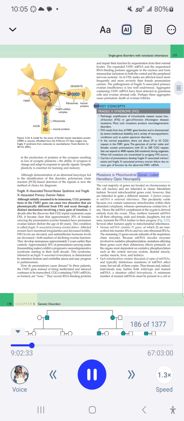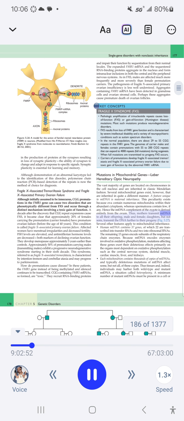Mutations in mitochondrial genes: Leber hereditary optic neuropathy. The vast majority of genes are located on chromosomes in the cell nucleus and are inherited in classic Mendelian fashion. Several mitochondrial genes exist, however, that are inherited in quite a different manner. A feature unique to mtDNA is maternal inheritance. This peculiarity exists because ova contain numerous mitochondria within their abundant cytoplasm, whereas spermatozoa contain few, if any. Hence, the mtDNA complement of the zygote is derived entirely from the ovum.